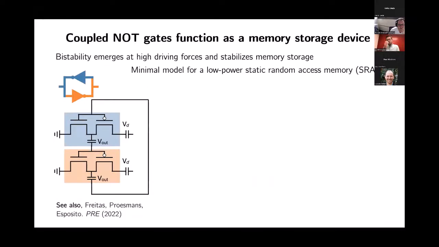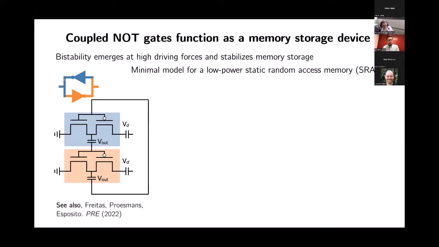Okay, what else can we do? So we have this model for one NOT gate. If you couple them together, you get a minimal model of an energy or a memory storage device. This is essentially because two NOT gates hooked together, like I show in the upper left, have the potential to settle into two symmetry related but distinct steady states.